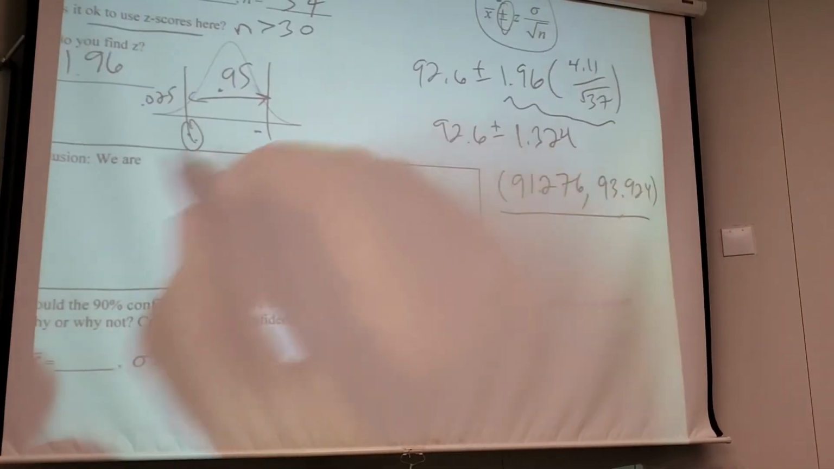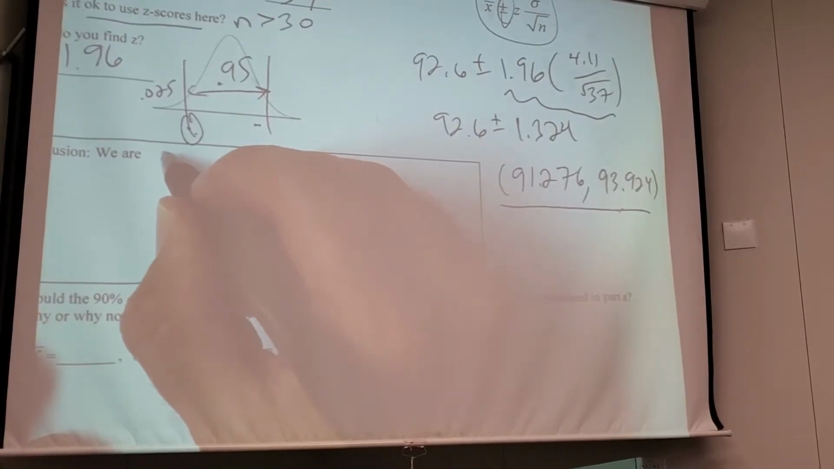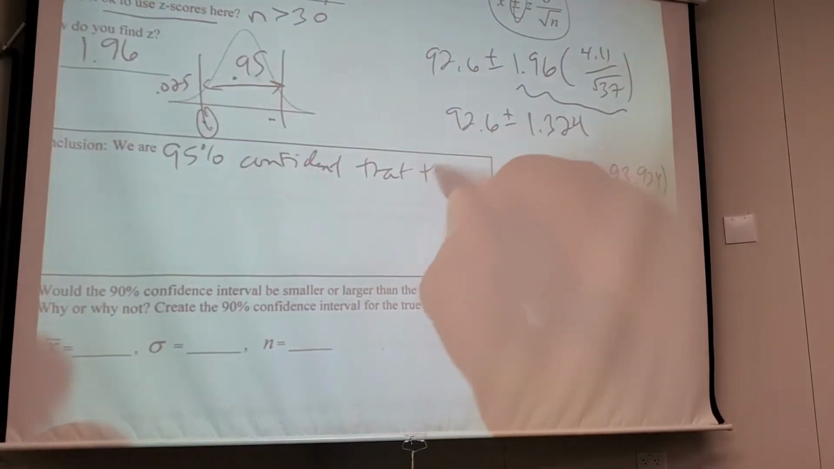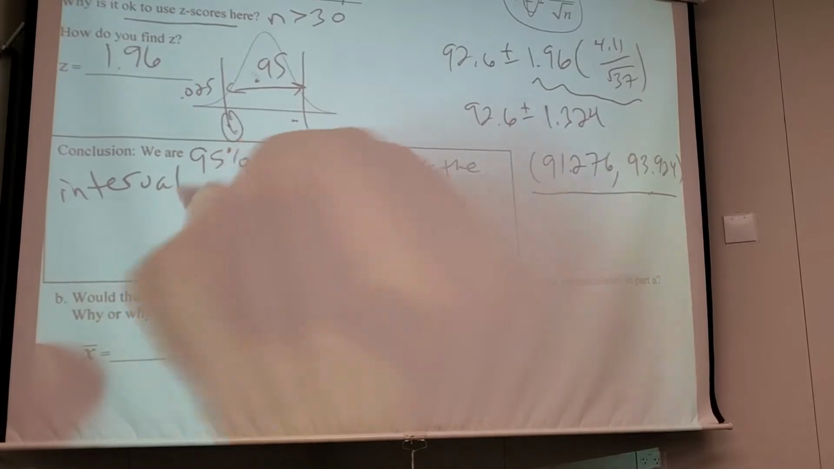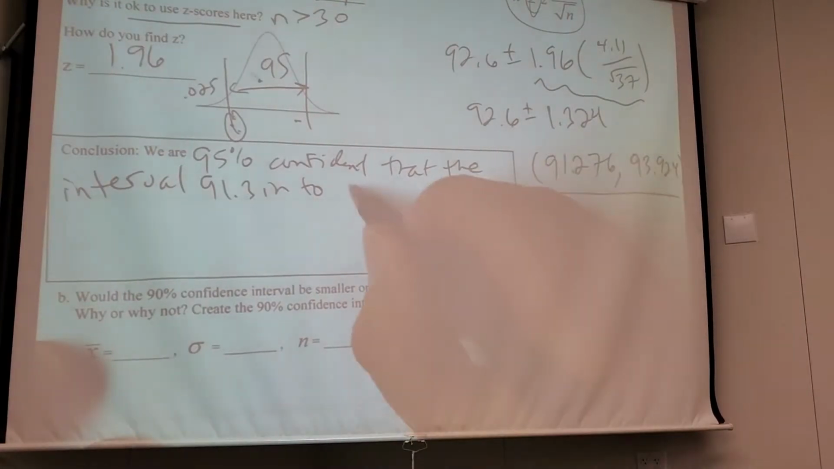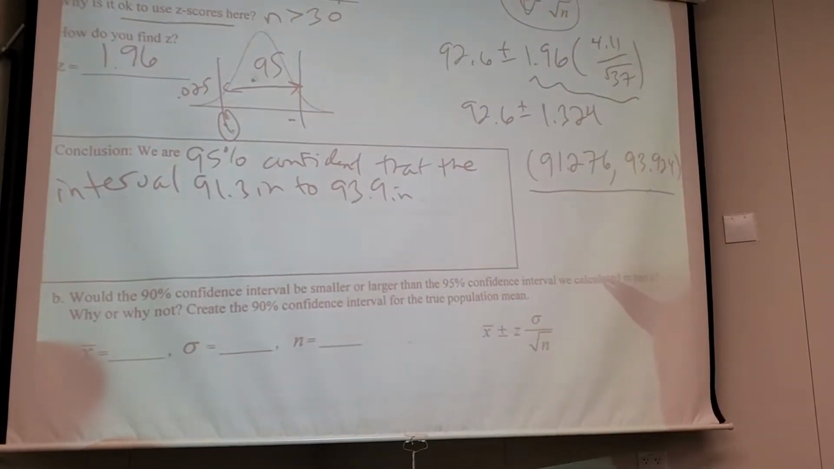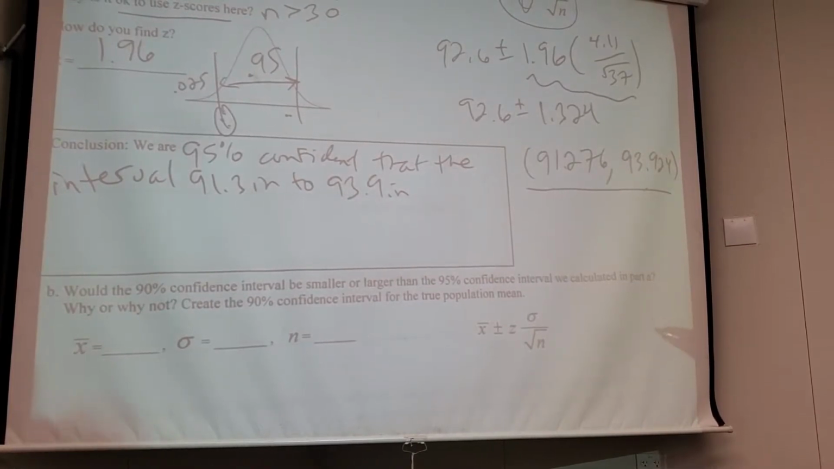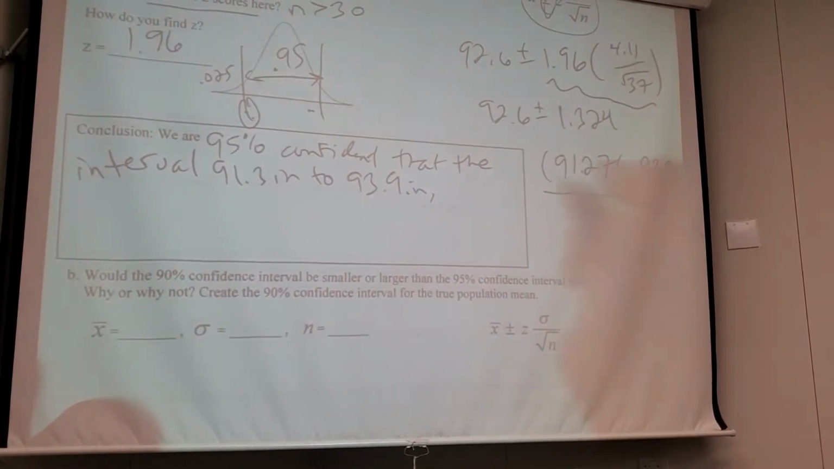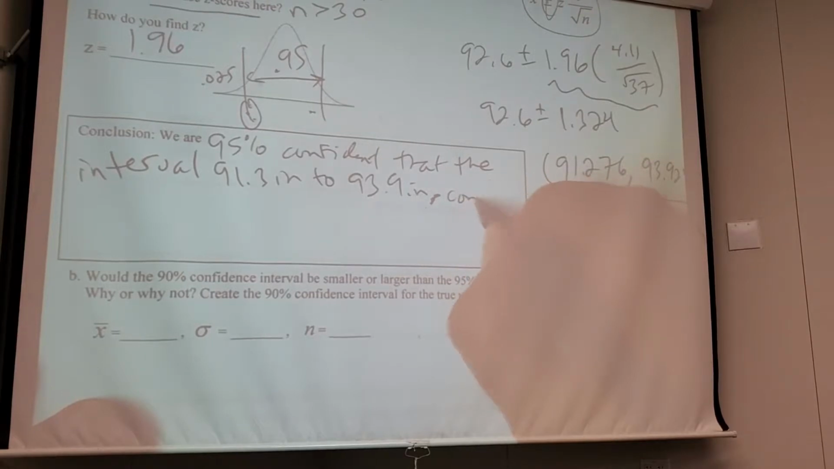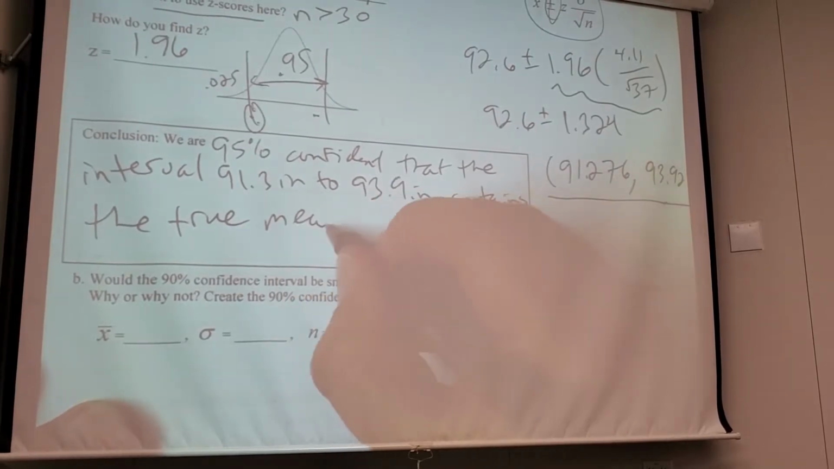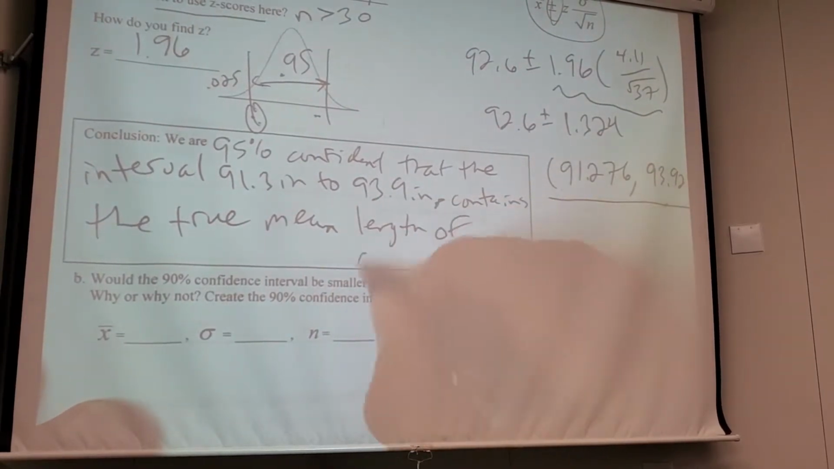We are 95% confident that what? That the interval, 91.3 inches to 93.9 inches, and again, you can round less if you want to, contains the true mean length of dolphins.